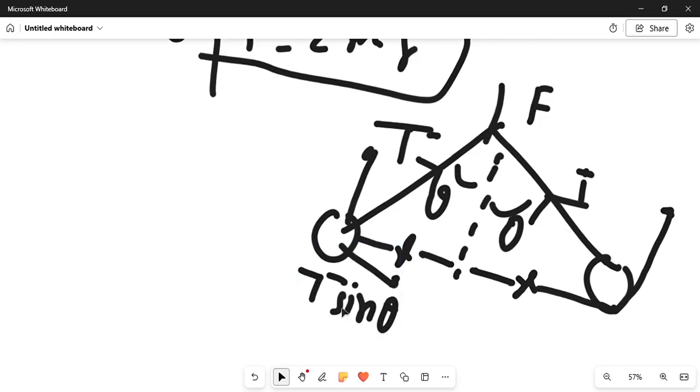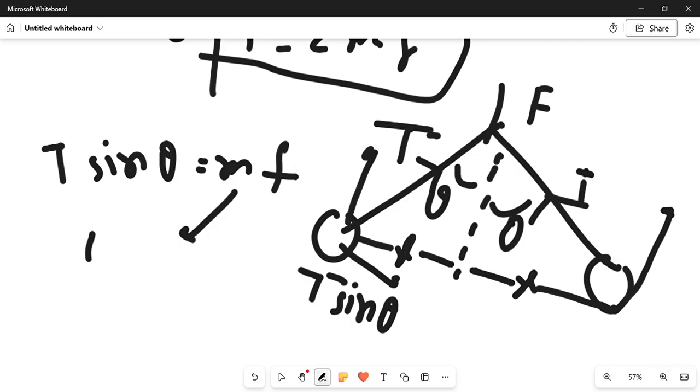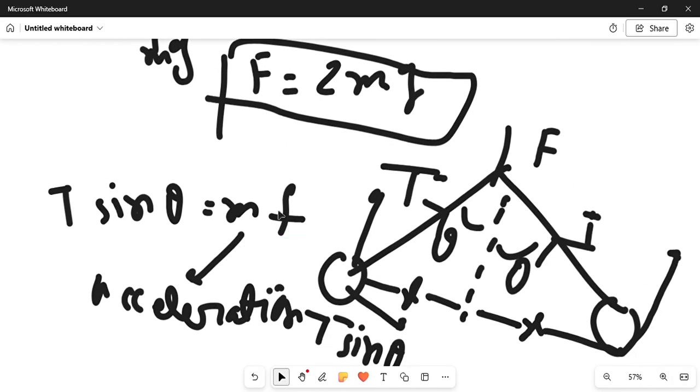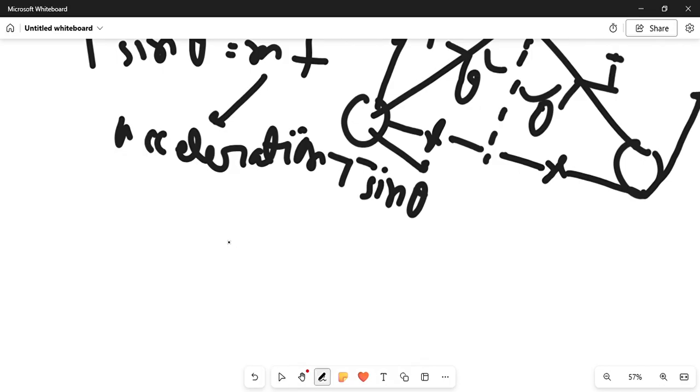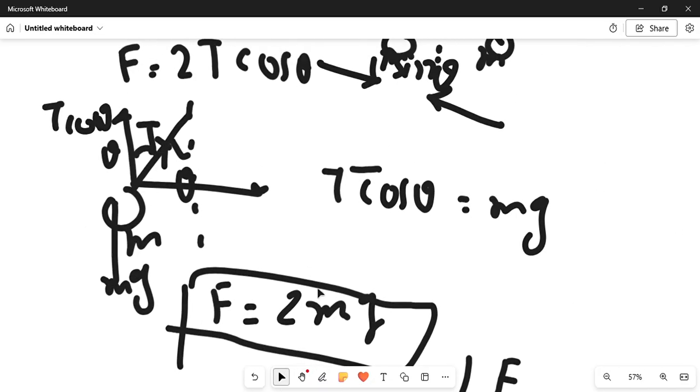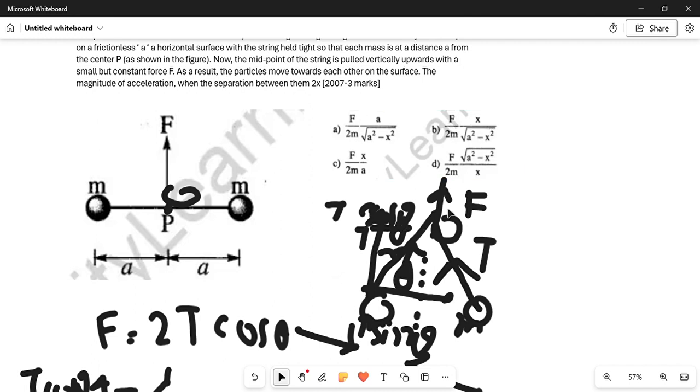And with this t sin theta component of the tension, this particle moves towards the other particle with acceleration f. So we can write that t sin theta is equal to mf, where f is the acceleration. I have to find out the f. So f is equal to t sin theta by m.